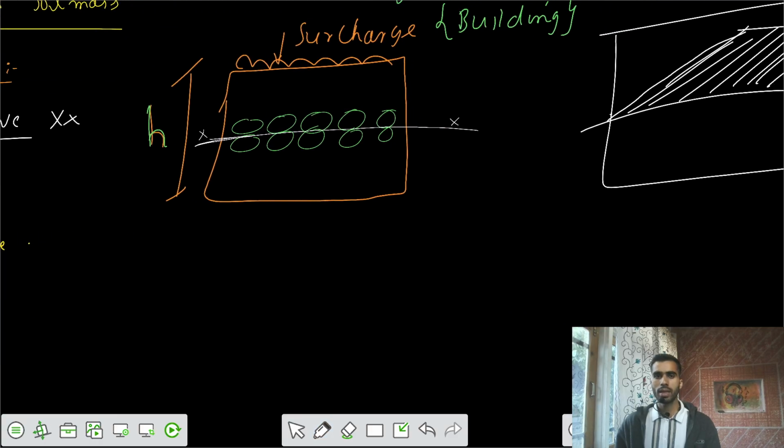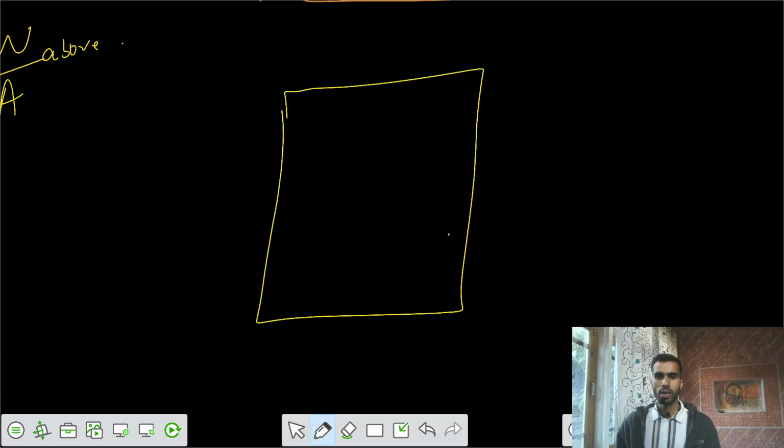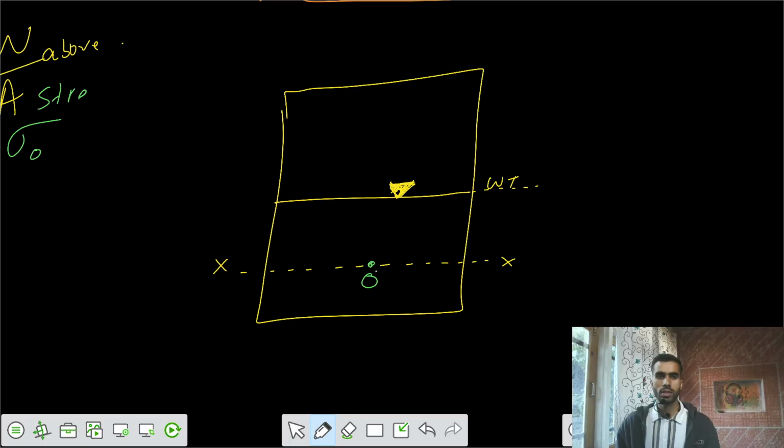Let's take the simple case where we have a soil mass, and there is some water table. This inverted triangle says that this is the groundwater table. Somewhere here there's a cross section XX, and on that cross section there is a point O. What is the total stress at that point O on cross section XX?